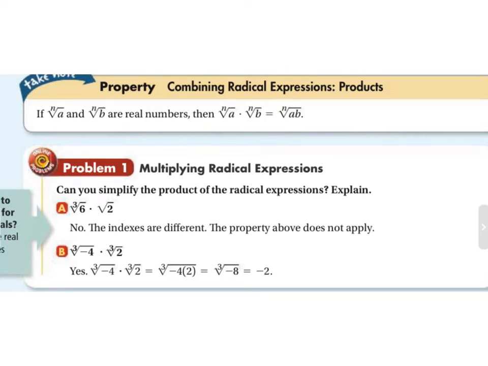Alrighty, so we have this property for combining radical expressions, so products, we're multiplying here. What's really important to understand is you have to have the same index, right? So the nth root has to be the same in order for this to happen.